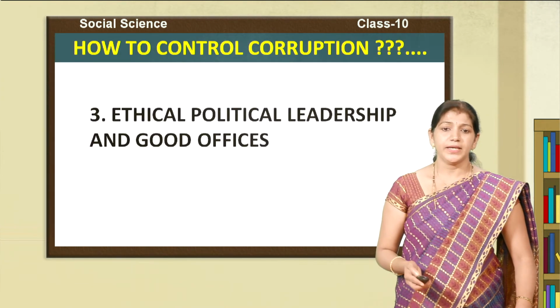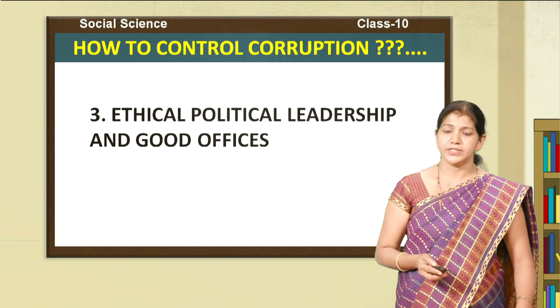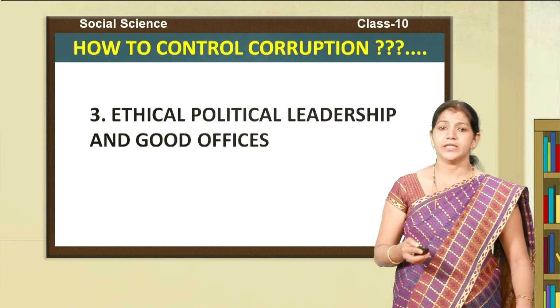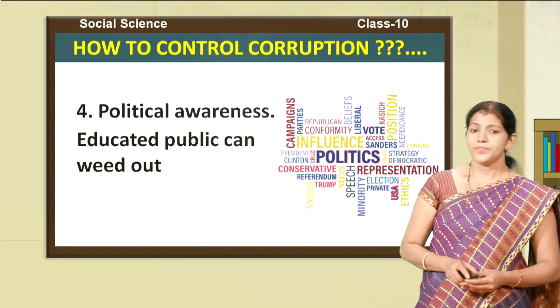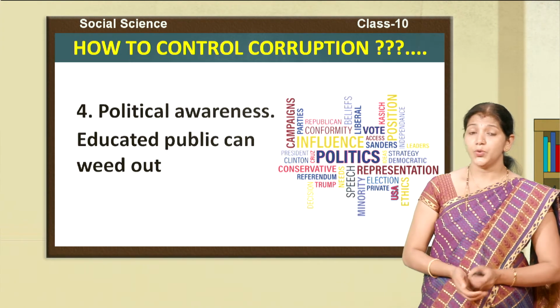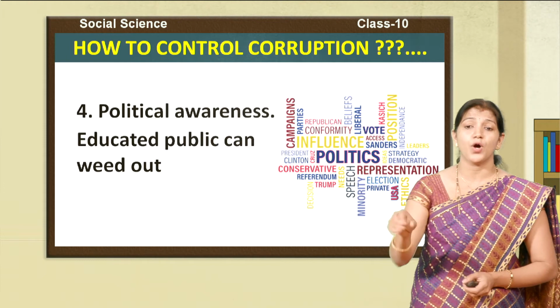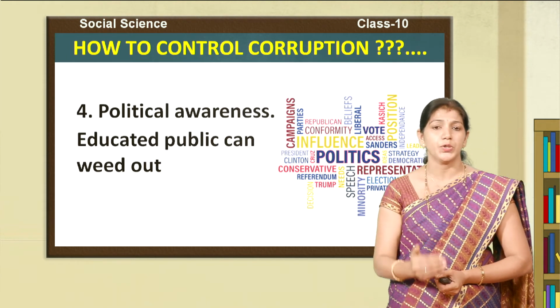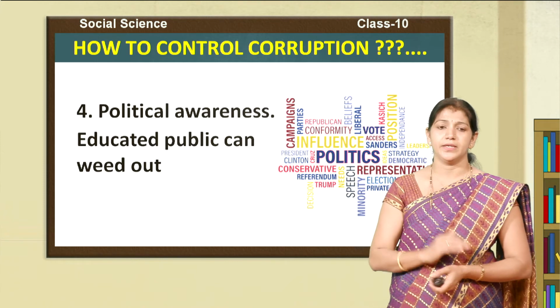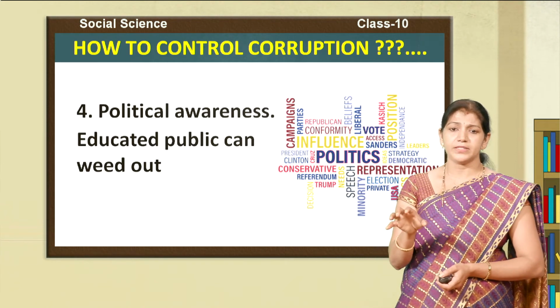Ethical political leadership and good officials should help avoid corruption in India. Next, political awareness, educating the people about the problems of corruption, is also a way of reducing and controlling corruption in the country.